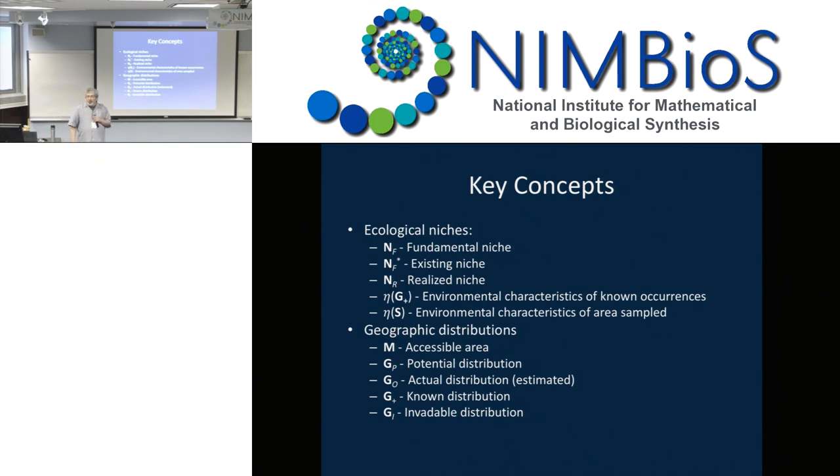What's the difference again between the accessible area and the invadable distribution? Accessible area is essentially the dispersal reach of the species over relevant periods of time, okay? And that's frequently going to include areas that are not part of the potential distribution of our species. The potential distribution of the species is where the conditions are all right, so abiotic and biotic work for the species. And essentially, if the species can get there, it can establish and maintain populations.